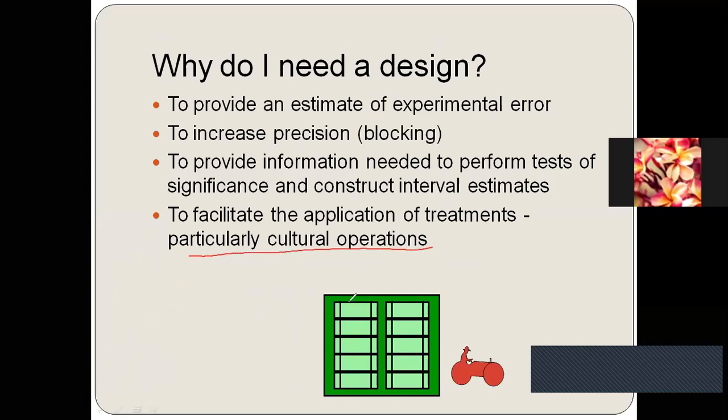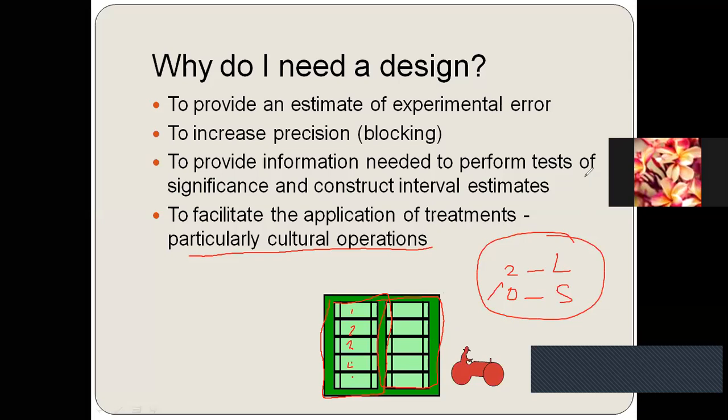The plot size differs. For example, this is one plot, this is the second plot. Two plots are there in big size. In small size, we have 1, 2, 3, 4, 5. On the other side also 5. Altogether, we have 10 plots: 10 plots of small size and 2 plots of large size. You see, from plot size.